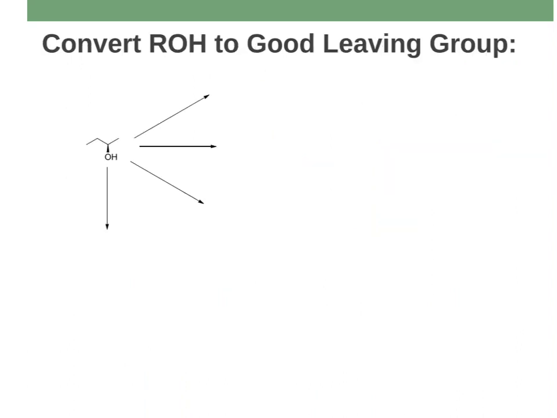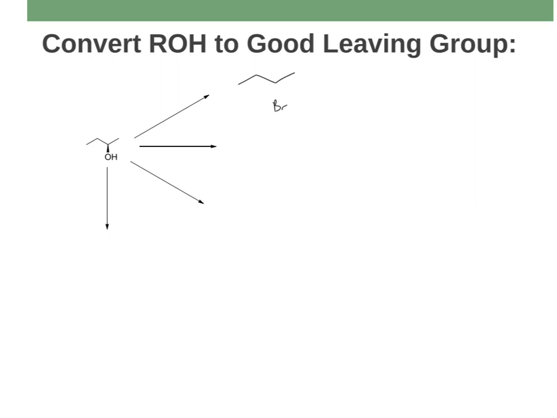And those better leaving groups, there's basically two families. One is the halogens, so we just turn them into something we're already really familiar with, chlorine, bromine, etc. Or we can turn them into the sulfonate esters, which I'm going to show you in a second. So if I want to turn this 2-butanol, specifically R-2-butanol, I'm going to show you four different ways to do this.